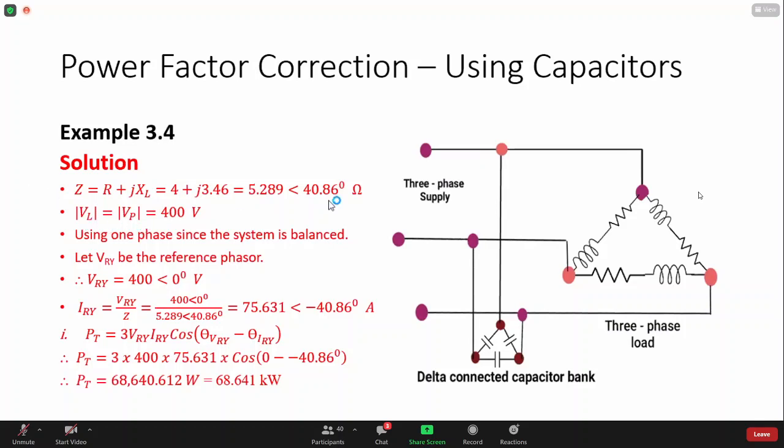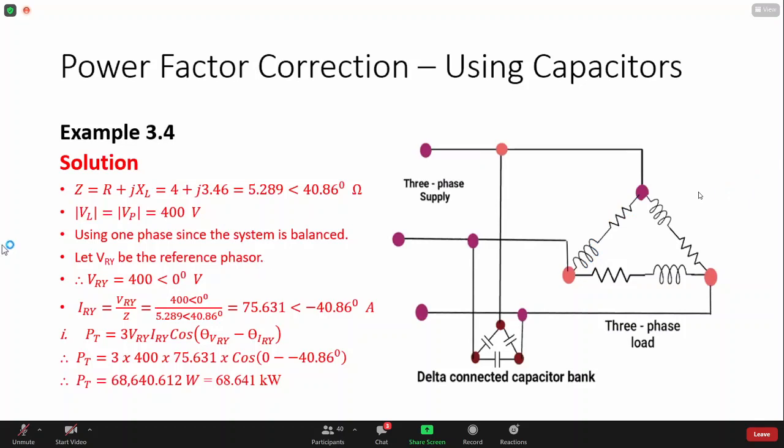Anybody know how you could find the power factor just from what we've talked about already? That angle, sir, just cos 40.86. Right. Very good. All right, so this is a delta system and VL is equal to V phase. So we're using one phase since the system is balanced.